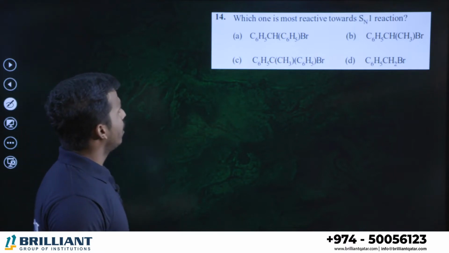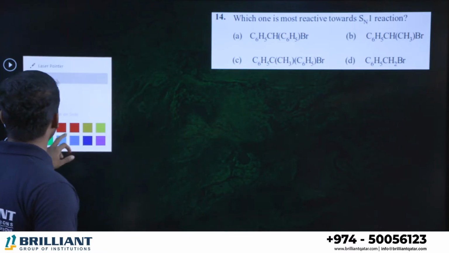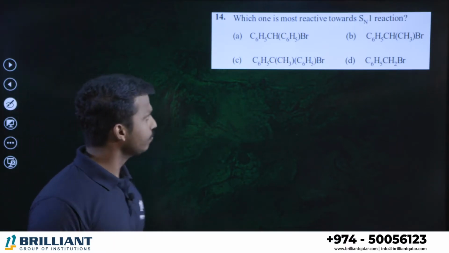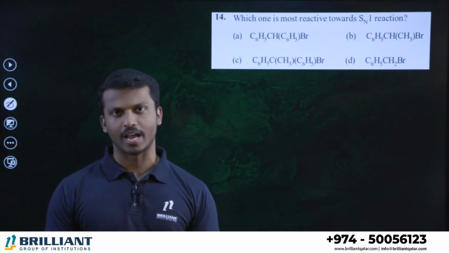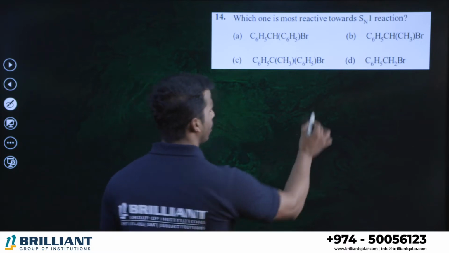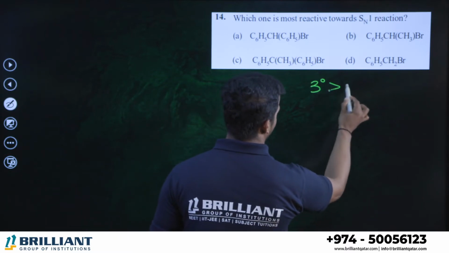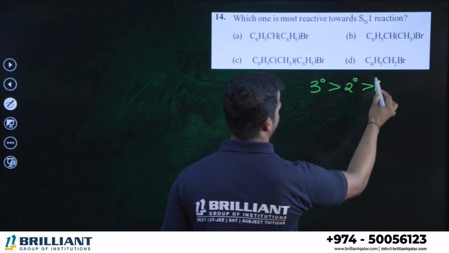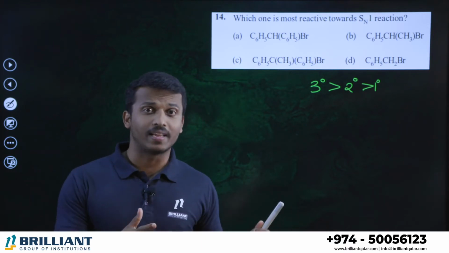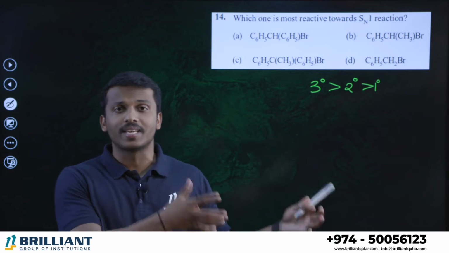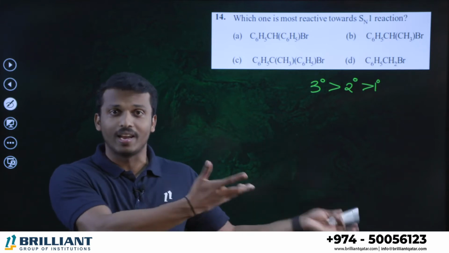Which one is the most reactive towards the SN1 mechanism? You know the major order for the SN1 mechanism for haloalkanes. What is the order? Tertiary greater than secondary greater than primary. You may study it beyond that: tertiary greater than benzyl greater than allyl greater than secondary, primary, methyl, vinyl, etc.